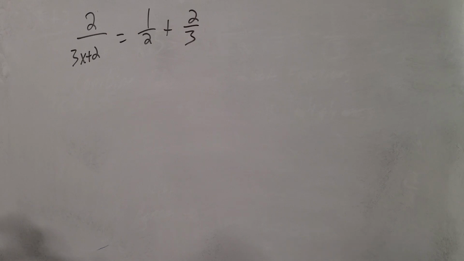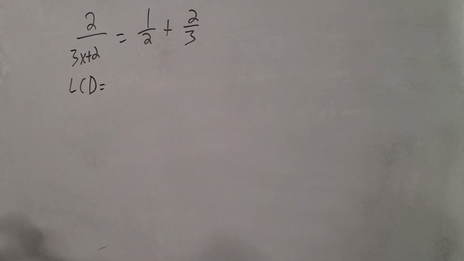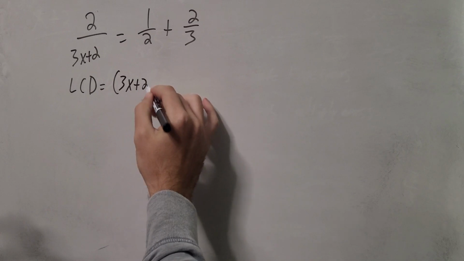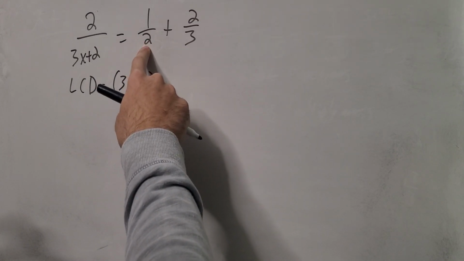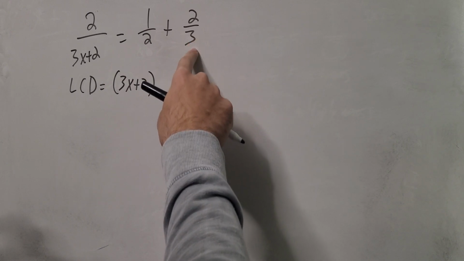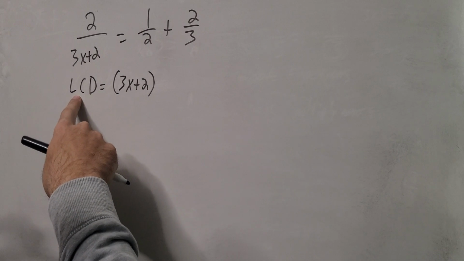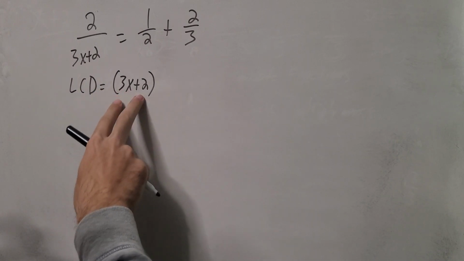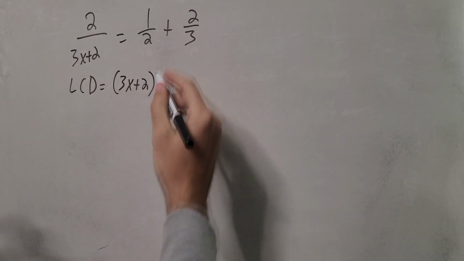This is interesting. So we do have multiple fractions, so we know we have to use an LCD of some sort. But in this case, what is the LCD? The LCD is not just the 3x plus 2. It's more than that. We have a fraction on the right-hand side with a 2, and then we also have a fraction with the denominator of 3. We have to take that into consideration when we determine the LCD. I know that 3 and 2 are already in this group, but that doesn't mean that they just blend in. You have to include them.